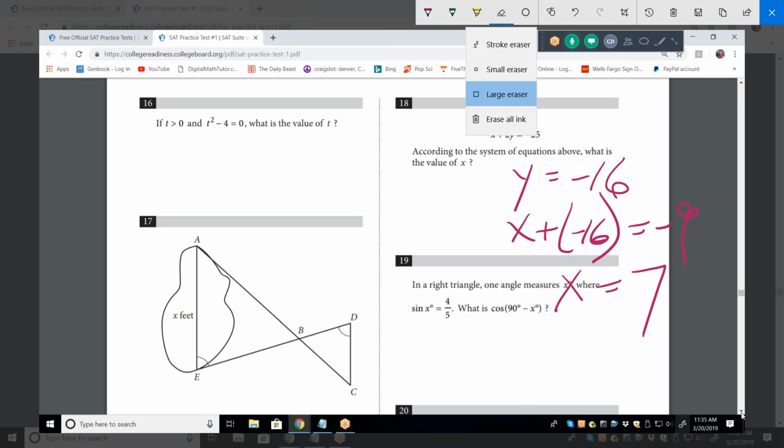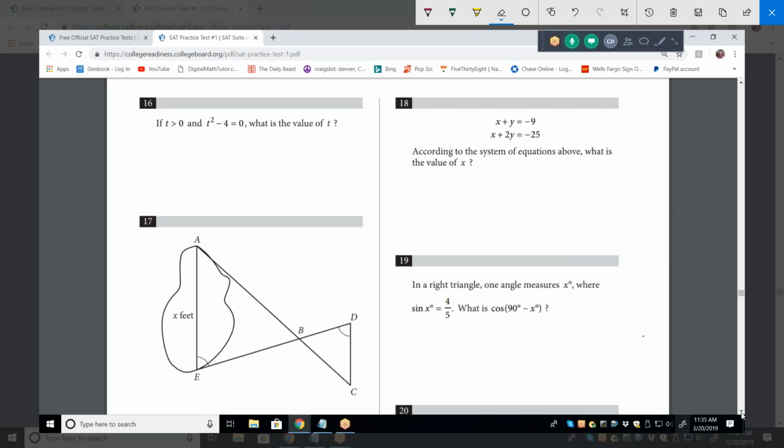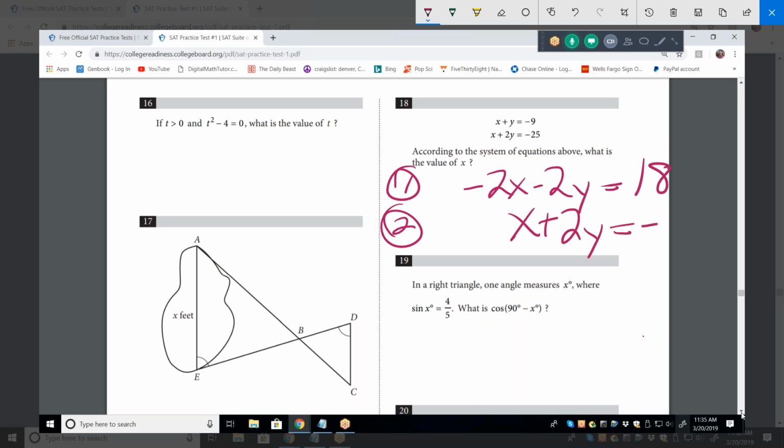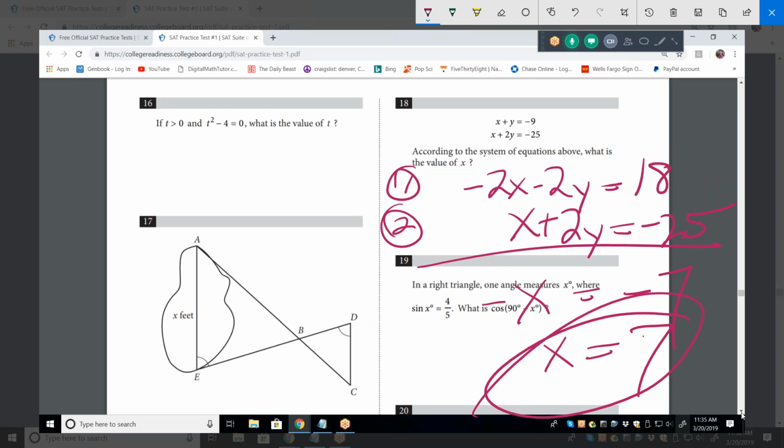So, in fact, it might have actually been easier to do the problem the way you wanted to do it in the first place. You wanted to multiply the top by negative 2, correct? Now, the bottom is x plus y equals minus 25. Now I can add them to get minus x equals minus 7, which gives me x equals 7. That's probably fewer steps than what I did.